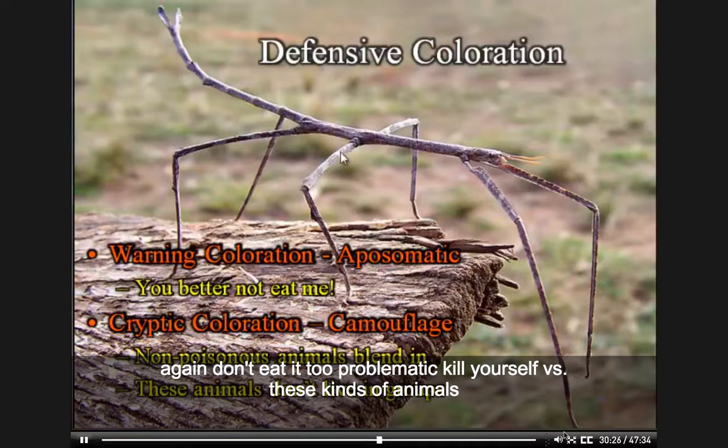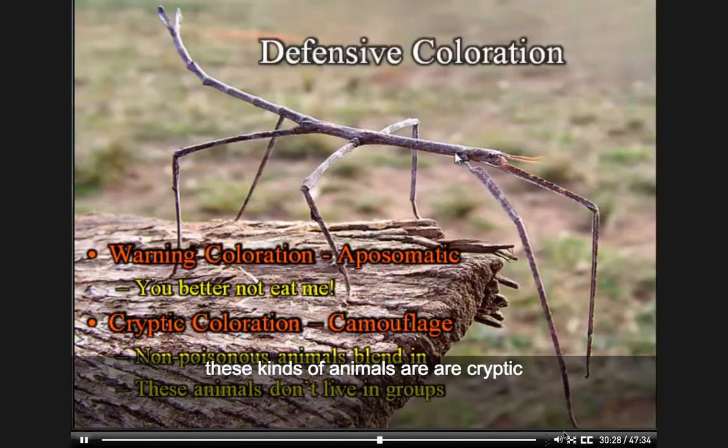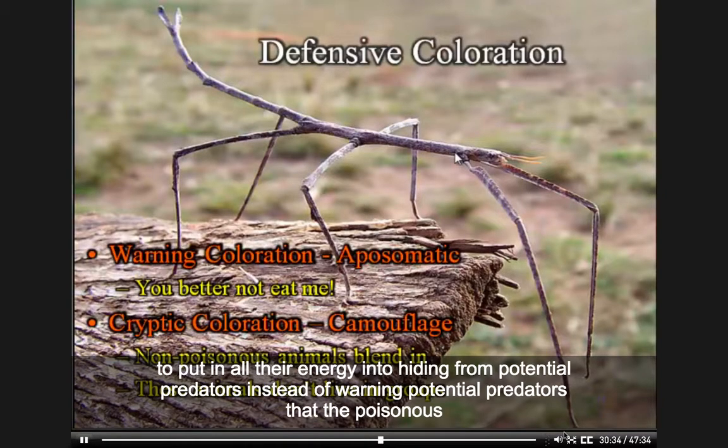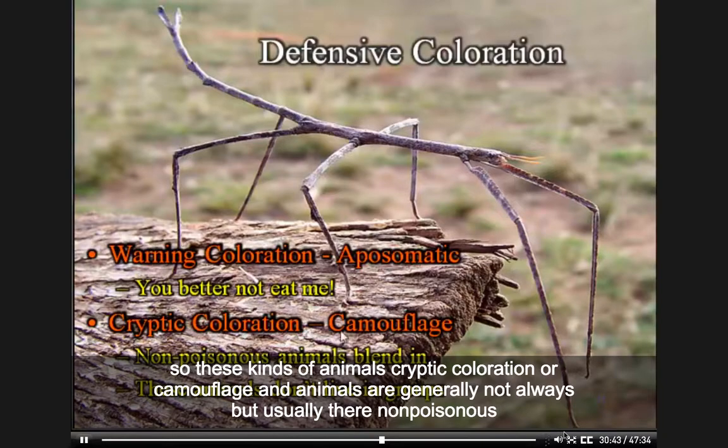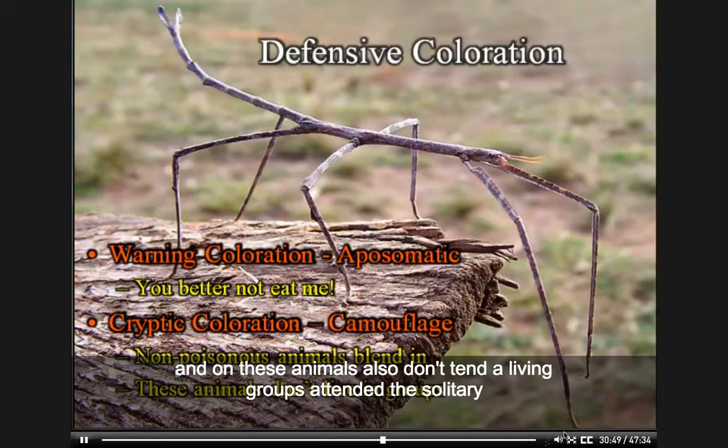Versus these kinds of animals. These kinds of animals are cryptic. They're blending in with camouflage with the environment. They're putting all their energy into hiding from potential predators instead of warning potential predators that they're poisonous. So cryptic coloration or camouflaged animals are generally, not always, but usually non-poisonous. And these animals also don't tend to live in groups. They tend to be solitary.